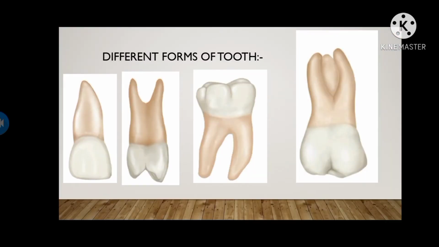So we have different forms of roots in different teeth. Let's discuss roots of the teeth in brief detail. Usually in anterior teeth only one root will be seen. Anterior teeth are incisors and canines, but in posterior teeth there will be bifurcation, meaning the root will be divided into two extensions, and some teeth will have trifurcations, which means the root is divided into three extensions.